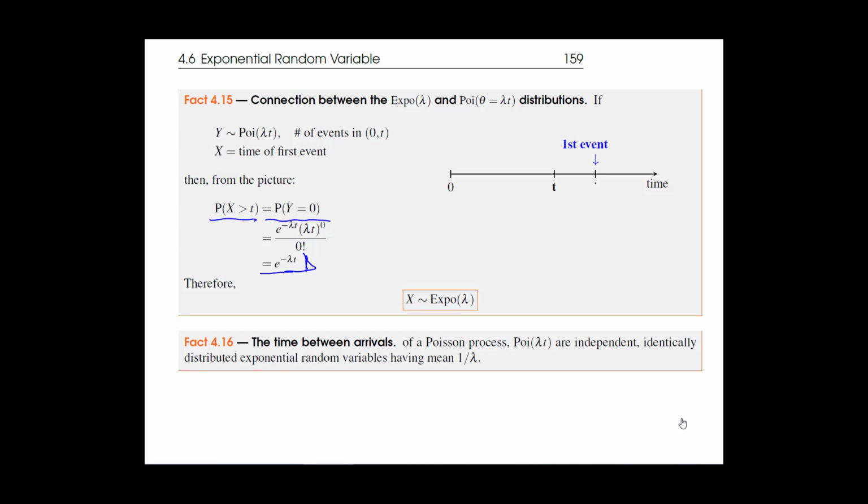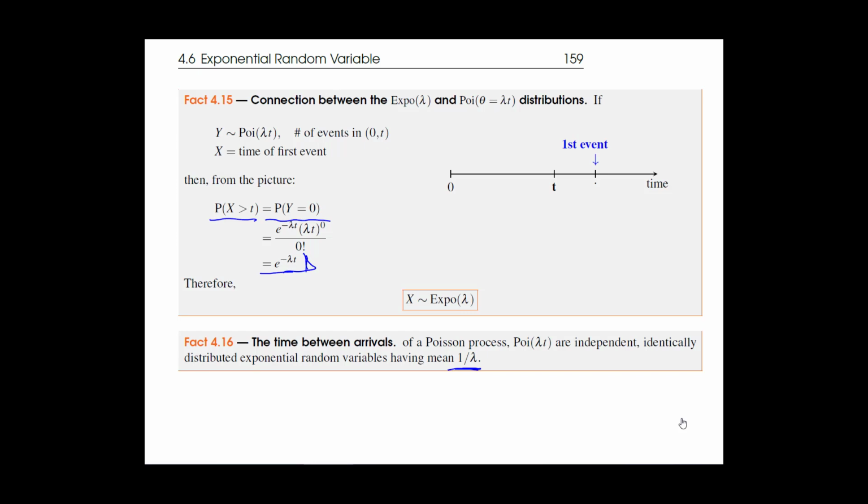So what we found here is that if you have a Poisson process of rate lambda, it means that the time between events is going to be exponentially distributed. Okay? And that's fact 4.17 here. So the time between arrivals is an exponential random variable with mean 1 over lambda, which means that x is exponentially distributed with parameter lambda. Okay? So these two definitions are equivalent.